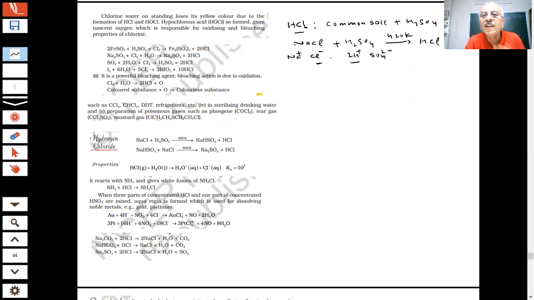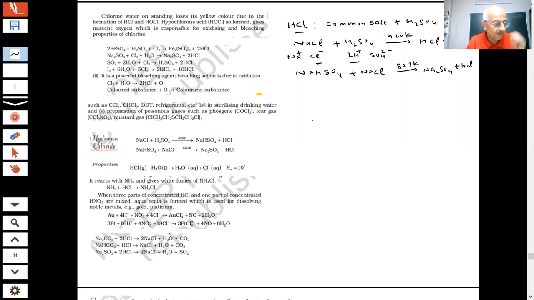So HCl, and what is left out? You have sodium ion, 1 H+ and SO4, NaHSO4, students. This NaHSO4 can react with NaCl again, which is present, and at a temperature of around 823 Kelvin, you can get sodium sulfate and HCl.